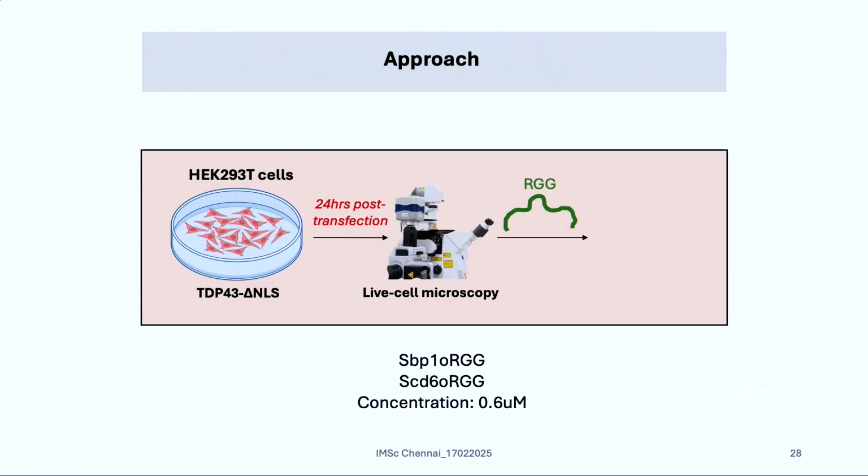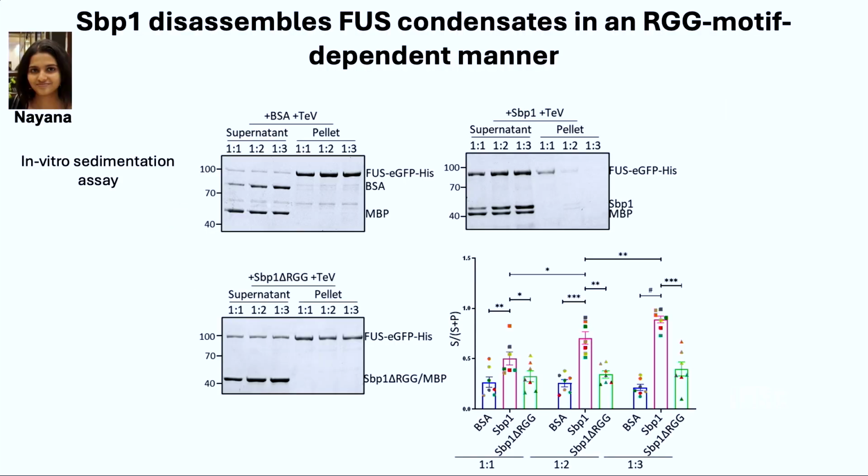Yeah, so this result, I believe, is an in vitro direct interaction system, right? You only have two things here. One is the SBP1 and the other is the purified FUS. So the only way this could work is through a direct interaction. So yes, I think they interact.